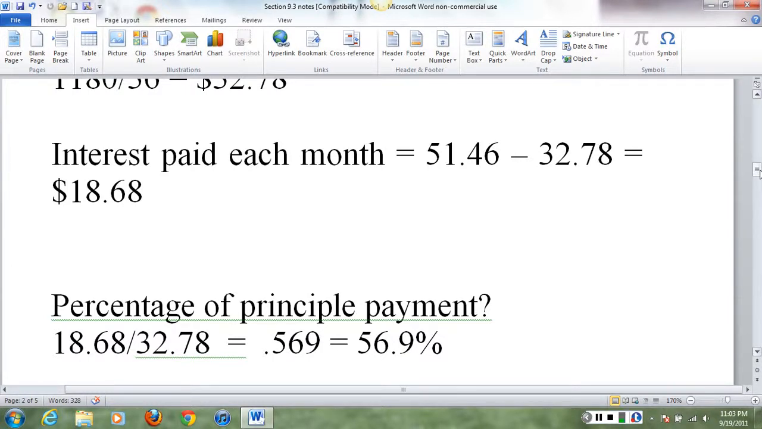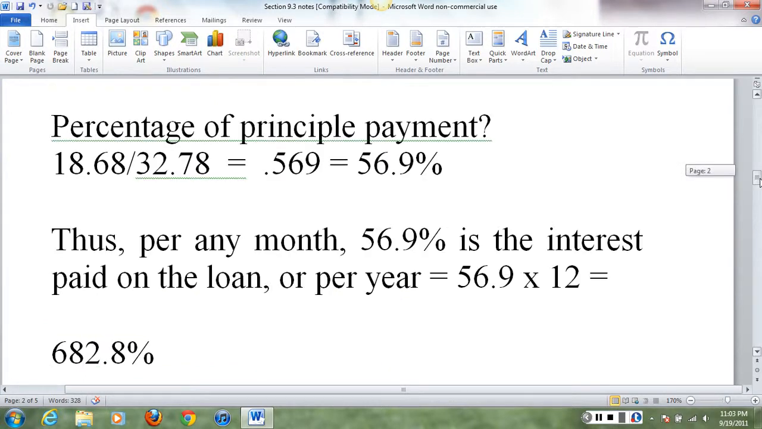So just the principal, $18.68 accounts for about 56% of that payment, which is a pretty significant amount. So each month, what this means is the actual interest you're paying, quite literally, is 56%. So then for a year, and that's any month again, whether it be the first month or the last month, per year, the percentage you're paying is actually 628%.